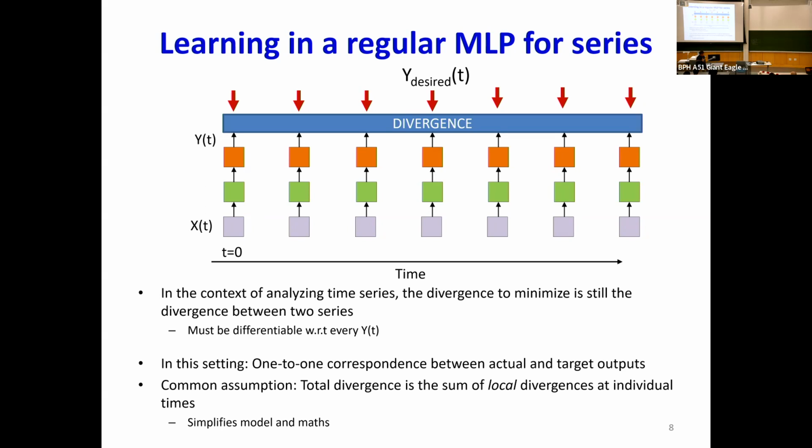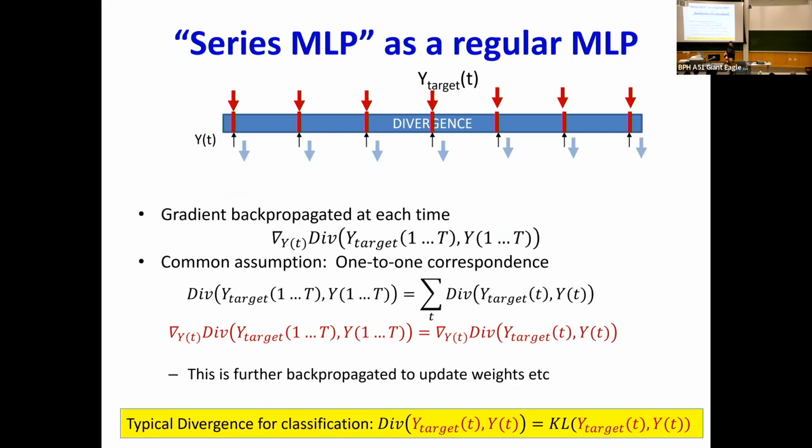Now, the one restriction is that if you want to use this to train your network, the loss must be differentiable with respect to every single output of the network, because if you cannot differentiate the loss with respect to the network outputs, you cannot backpropagate anything, right? So in this setting, here you do have a one-to-one correspondence. You don't necessarily have a one-to-one correspondence between the actual output of the network and the desired output, but you could assume one. And if you assume that there's a one-to-one correspondence between the desired Ys and the actual Ys, then the divergence that you define can be simplified.